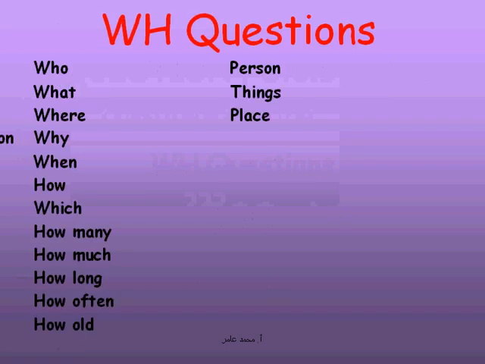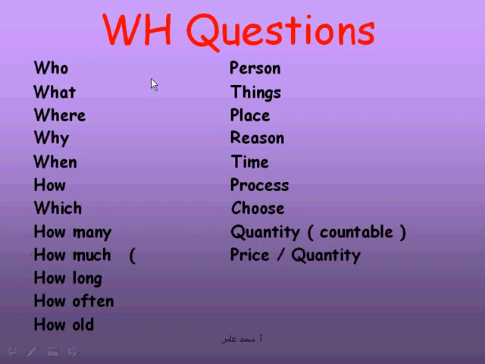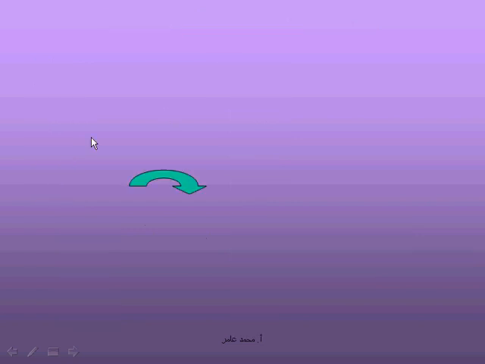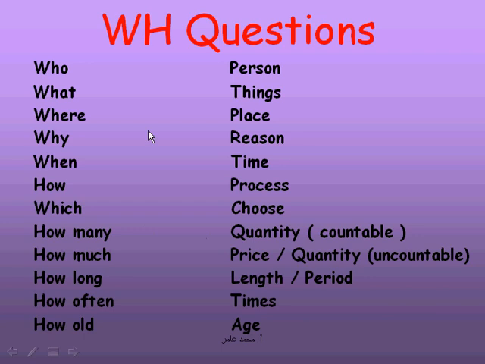WH questions: we have who to ask about person or people, what to ask about things, where to ask about a place, why to ask about reason, when to ask about time, how to ask about process, which to ask about choice, how many to ask about quantity of countable things, how much to ask about price or quantity of uncountable things, how long to ask about length or period, how often to ask about how many times, how old to ask about age.